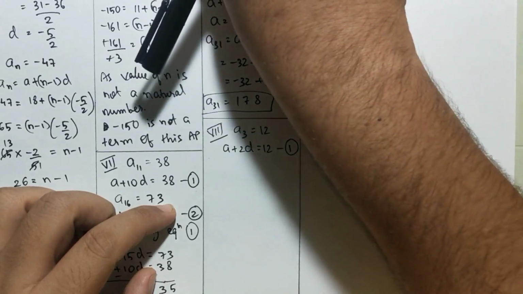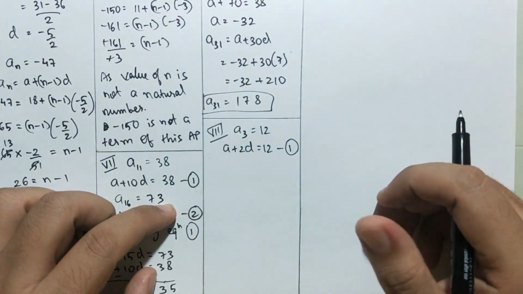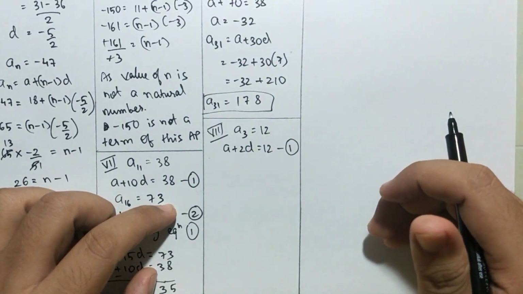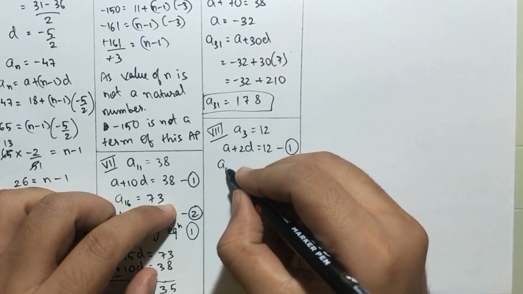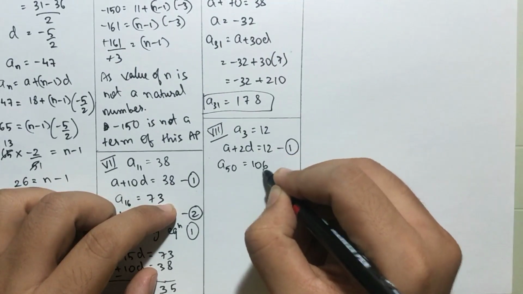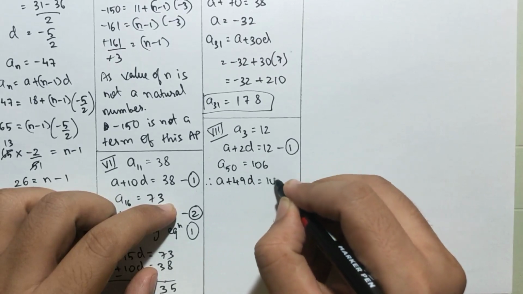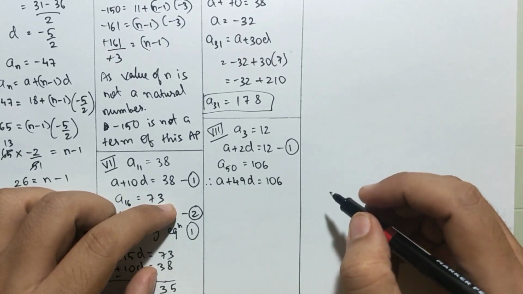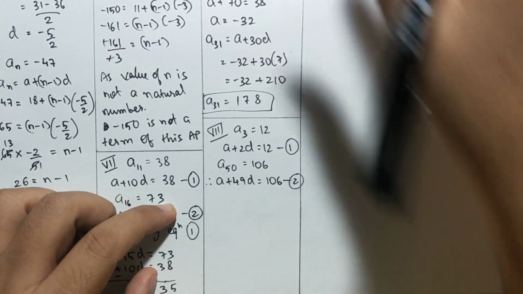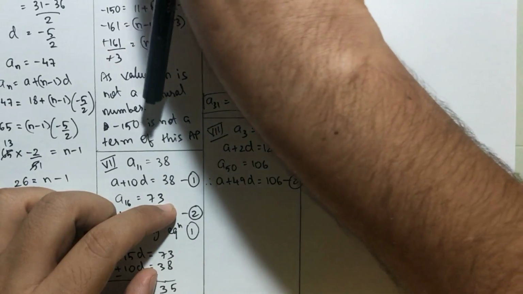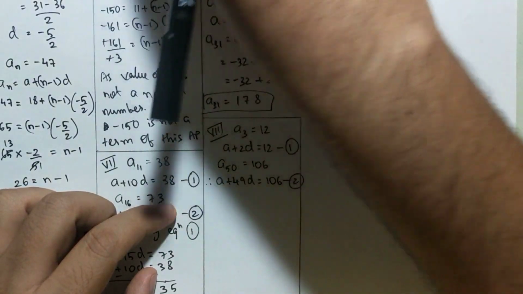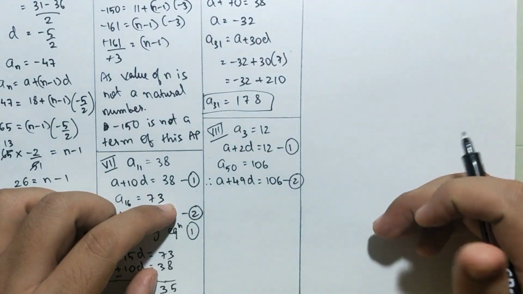And the last term is 106. Last term 106 means there were how many terms? There were 50 terms. So a of 50 is 106. That means a plus 49d is 106. This is my second equation. Find the 29th term.